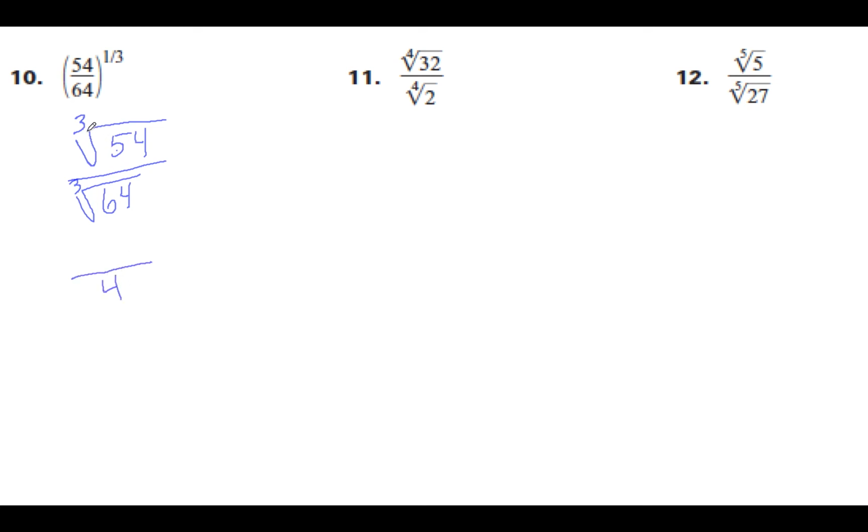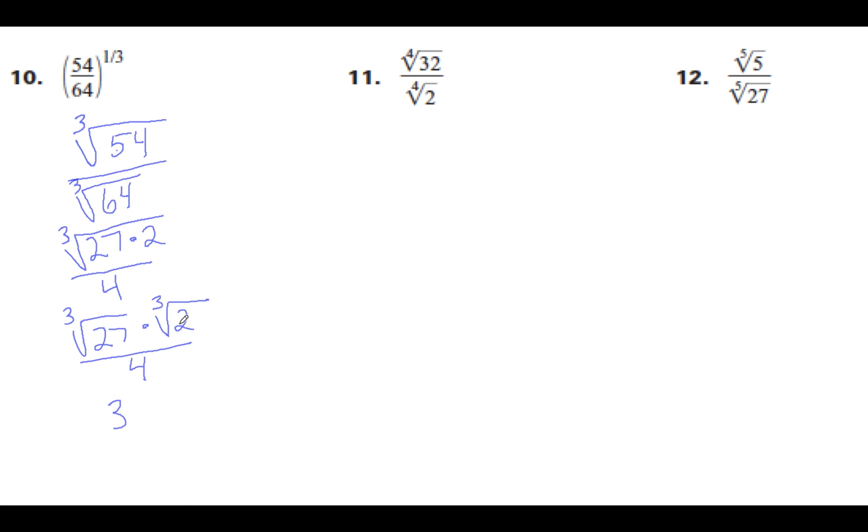Now the top, are there any perfect cubes that go into 54? I know that 27 times 2 is 54. 27 is a perfect cube. It's 3 to the 3rd power. So I'm going to take the cube root of 27 times the cube root of 2. Okay, cube root of 27 is 3.